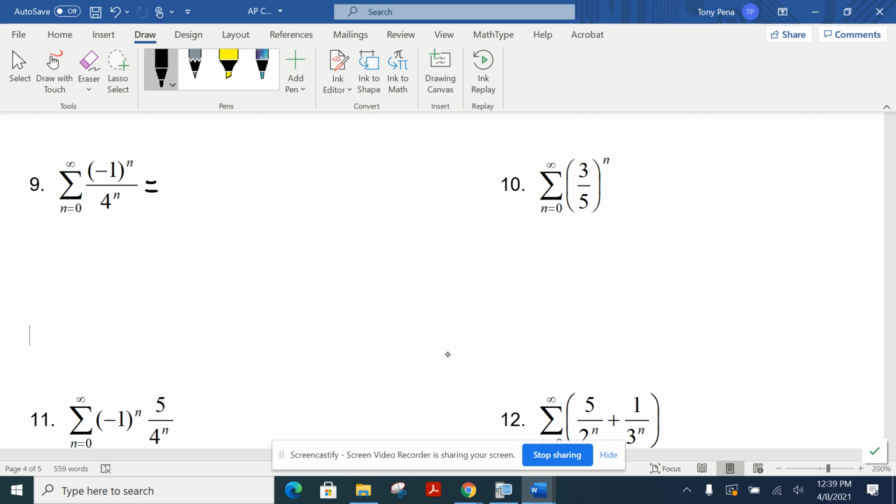So let n be 0. That means I'm going to get a positive 1 in the numerator. I'm going to get a positive 1 in my denominator. So that's the first term. If you let your n be 1, I'm going to get a negative 1 in the numerator. And I will get 4 to the 1 in my denominator. So negative 1/4. Usually 3 is good enough to kind of see the pattern. If I let n be 2, I'm back to a positive 1. And then I'm going to get a 16 in my denominator.